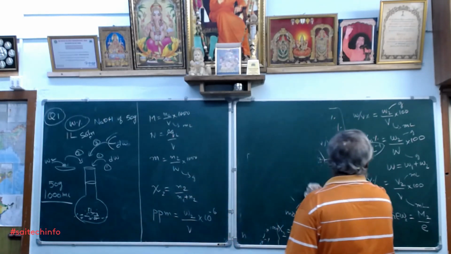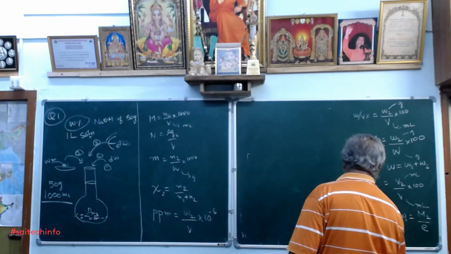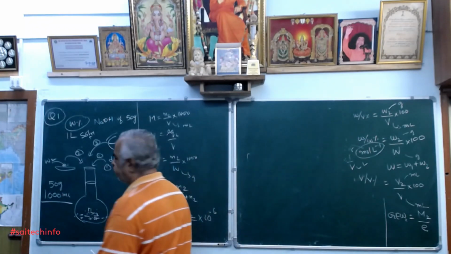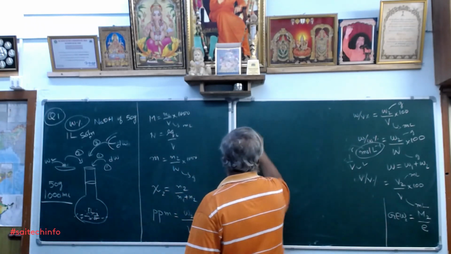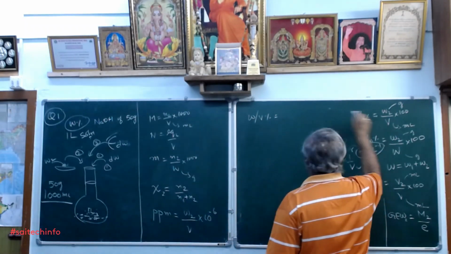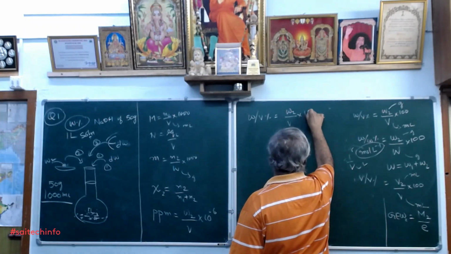We have the formula here. When it is not given as percentage, what type of percentage, it is understood it is weight by volume. So weight by volume. What is the weight by volume percentage formula? You have here W2 divided by V into 100.